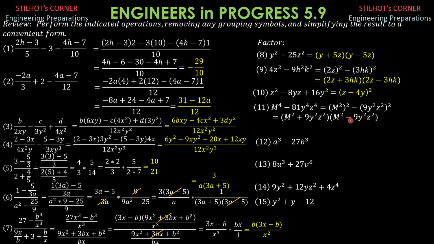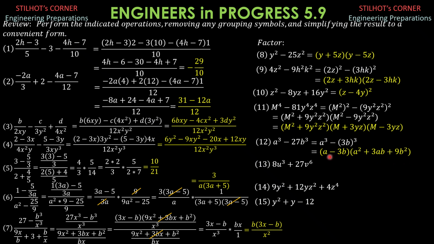Since we can factor this further, because this is a difference of two squares, we can factor this as m plus 3yz, then times the quantity m minus 3yz. So the factored form would be the quantity m squared plus 9y squared z squared times the quantity m plus 3yz, then the quantity m minus 3yz. This is a difference of two cubes, a cubed minus the quantity 3b cubed. So the factored form would be a minus 3b. So a cubed minus 3b cubed, the factors are a minus 3b times a squared plus 3ab plus 9b squared.